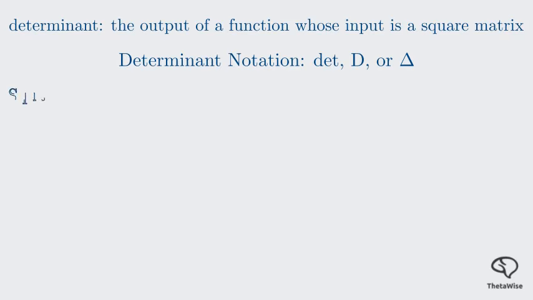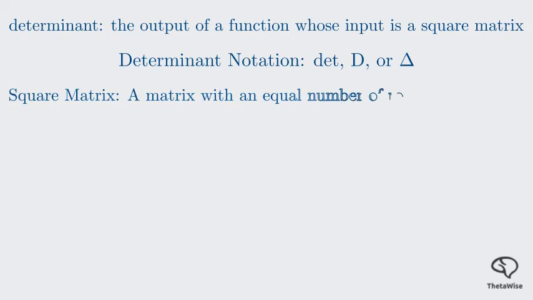Now let's talk about the square matrix. A square matrix is a specific type of matrix where the number of rows and the number of columns are equal. For example, a 2 by 2 matrix has 2 rows and 2 columns, and a 3 by 3 matrix has 3 rows and 3 columns. Our examples today will focus on 2 by 2 matrices.